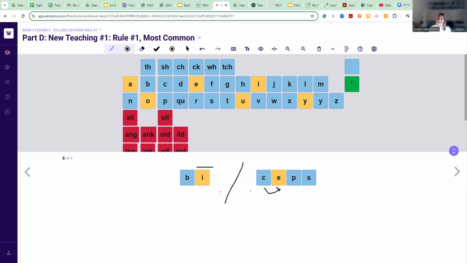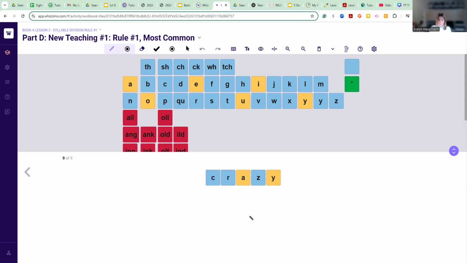Okay, so biceps. Again, a C followed by a watch out vowel. Watch out vowels are E, I, and Y. They are going to change that sound of that C to the soft sound. So the word is biceps.